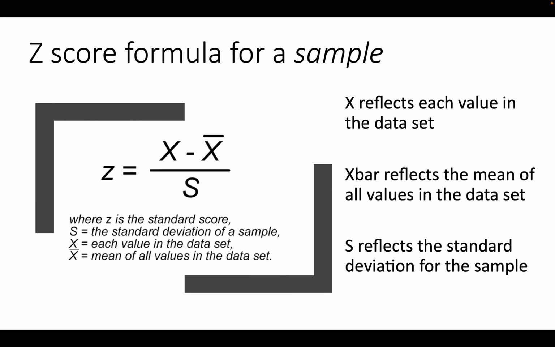So here's the formula for a z-score for a sample. Again, you will not have to memorize this. It will be provided for you, but you will have to know how to use it. So to obtain z, we have to subtract the mean from each value in the data set and divide by the standard deviation, right? So the x reflects each value in the data set. The x bar reflects the mean, which you already know, and s reflects the standard deviation of the sample.